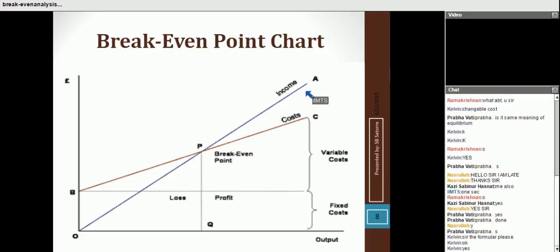Okay. Now see, this is the break-even point chart, right? Now if you look at it closely, this is the x-axis, this is the y-axis. On the x-axis we have the output, and on the y-axis we have the pricing. This blue line, which starts from the origin, means from the value 0, is your income, and this is your cost.